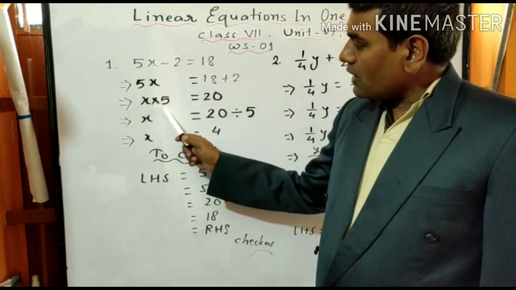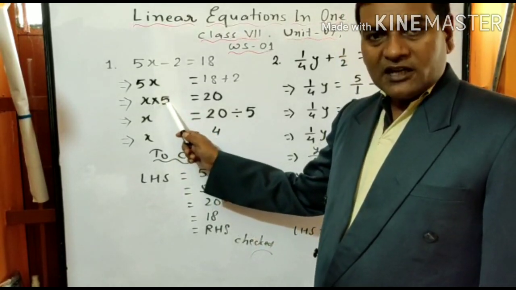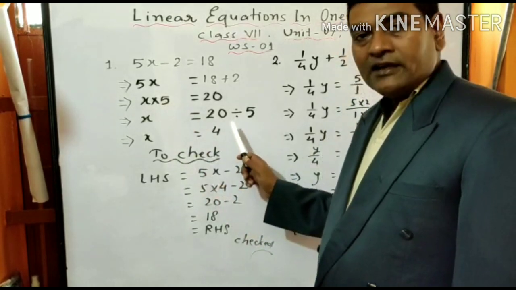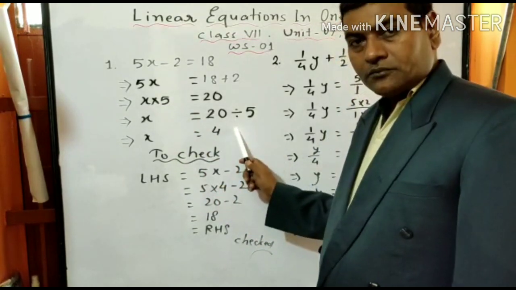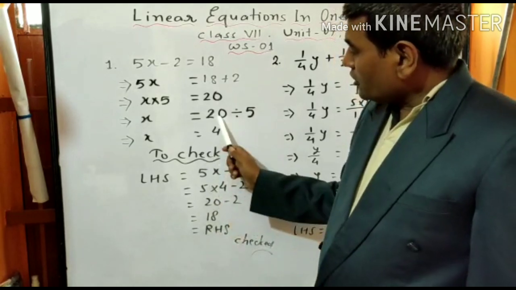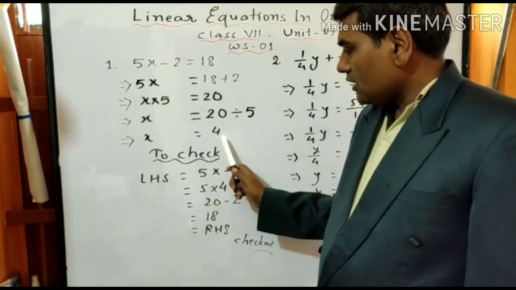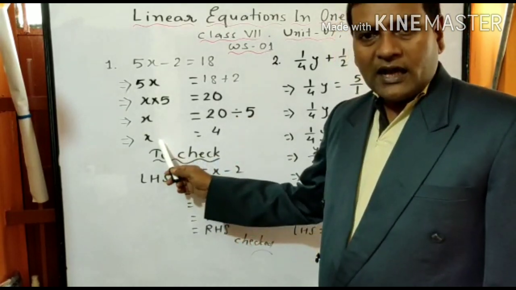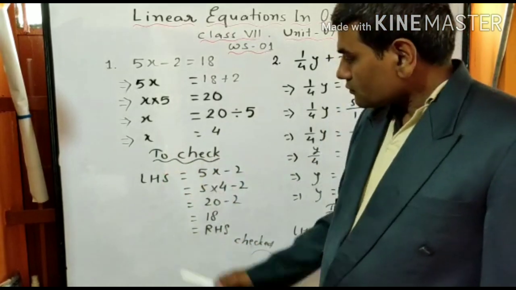5 is the multiplier here. So in the right hand side it will be the divisor. Now 20 divided by 5 equals 4. Thus we got x equal 4.